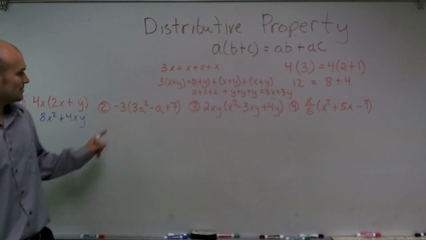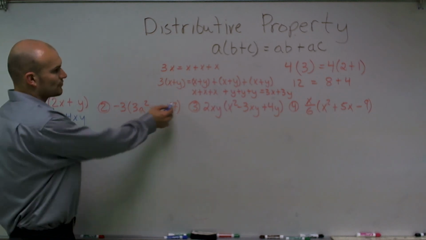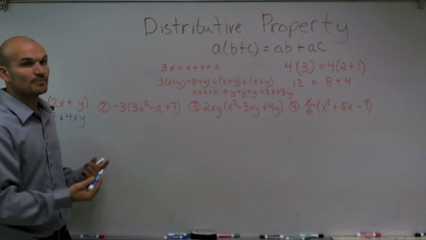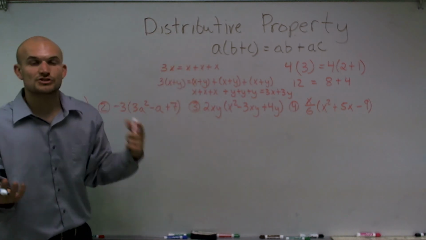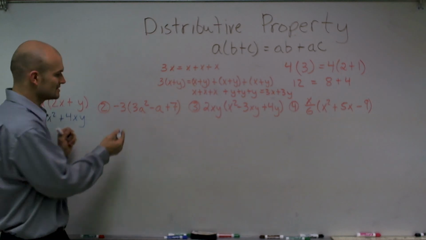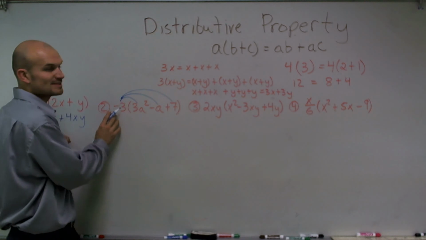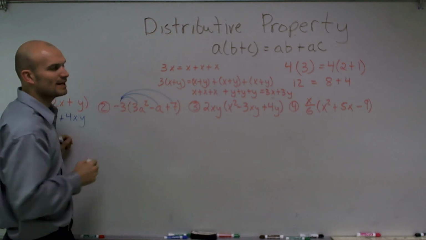All right, problem number 2. For this one, I have a -3, and now I have 3 different terms in here. Just like when it was 2 terms, the distributive property tells you to multiply your outside term by everything inside your parentheses. A lot of times what we like to write is these little arrows. So I'm going to multiply this outside number to every single term inside.